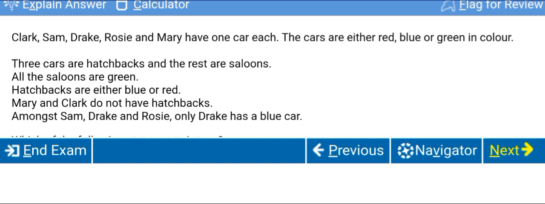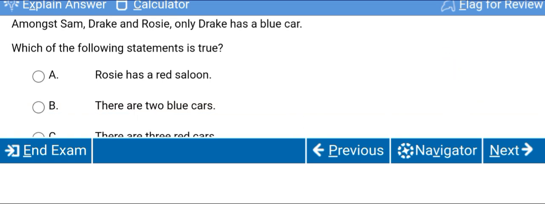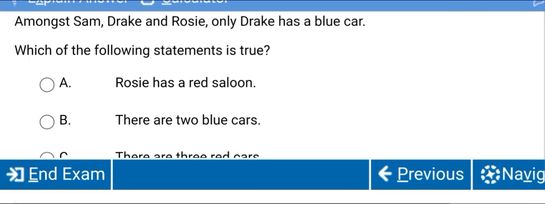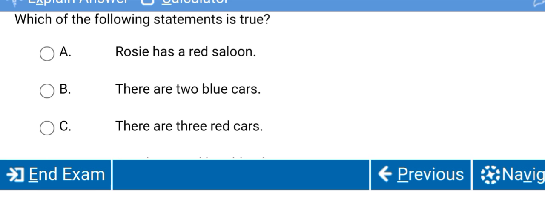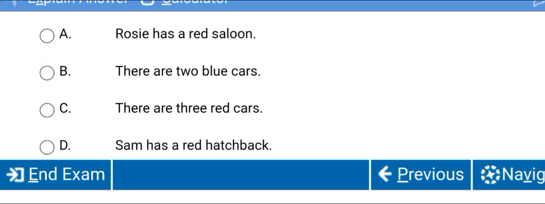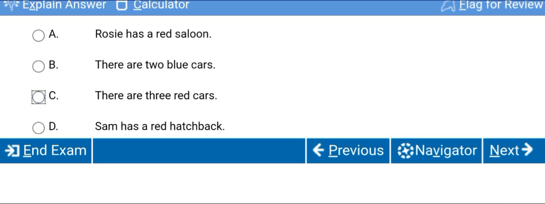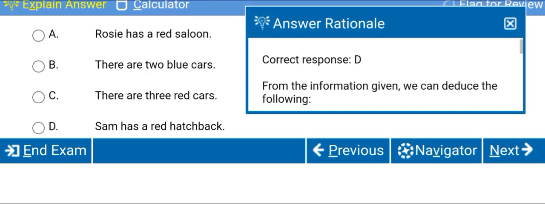So amongst Sam, Drake, and Rosie, only Drake has a blue car. So which of the following statements is true? Option A, Rosie has a red saloon. Option B, there are 2 blue cars. Option C, there are 3 red cars. And option D, Sam has a red hatchback. So the correct response is option D.